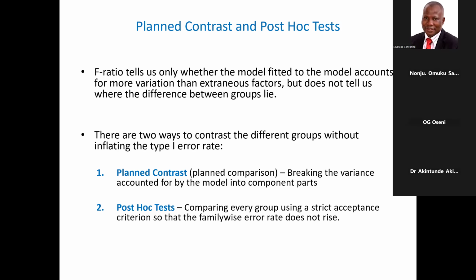So what they do in planned contrast or post hoc test is to pair them somehow and compare them two by two. But there's a way they have adjusted it so that family-wise error will not be there. The first one is planned contrast. Contrast just means planned comparison, breaking the variance accounted for by the model into component parts. Then we have the post hoc test. This one compares every group using a strict acceptance criterion so that family-wise error does not rise.